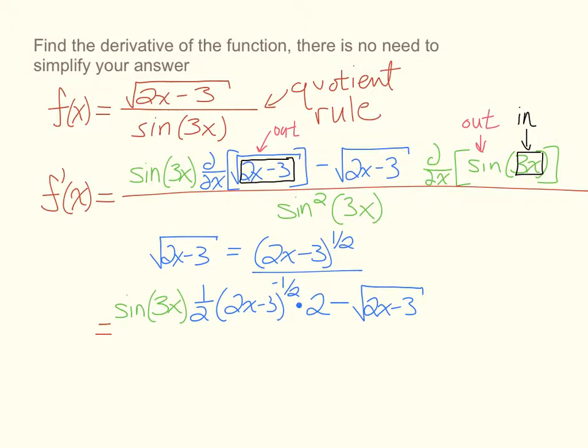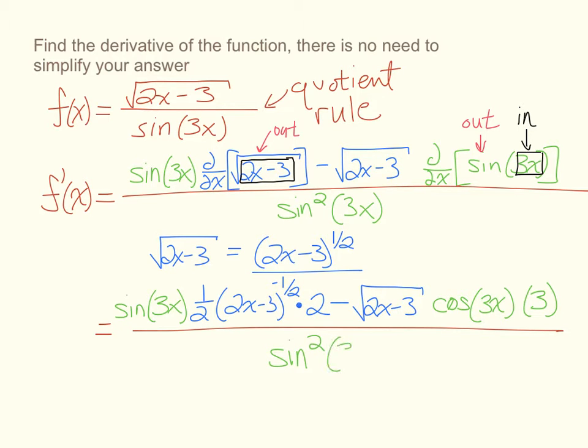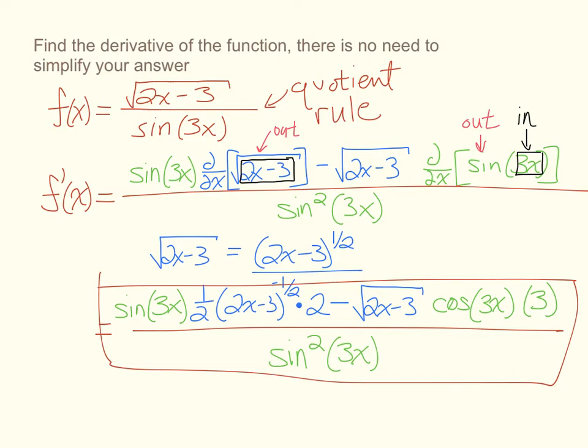And over here, we have to use the chain rule again. The derivative of the outside function, sine, is cosine 3x, leave the inside alone. So you will leave the 3x alone. And to this we are going to multiply the derivative of the inside. And the derivative of 3x using the power rule is just 3. And again, that is all divided by sine squared 3x. There's your unsimplified answer.